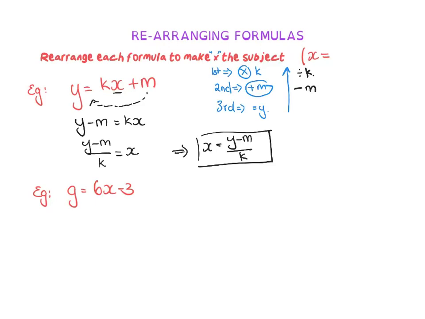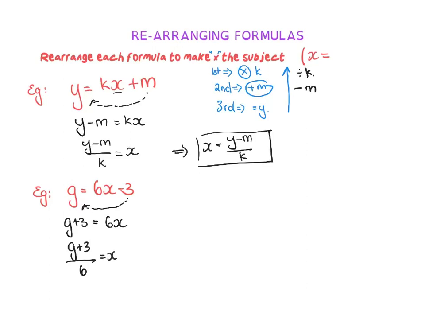Okay, so if we have a look at this one, we're trying to get x by itself, so I'm going to move the 3 over. The opposite to subtracting is adding. Then I'm left with 6x. Now because that 6 is multiplying, it will divide on this side, so that equals x.